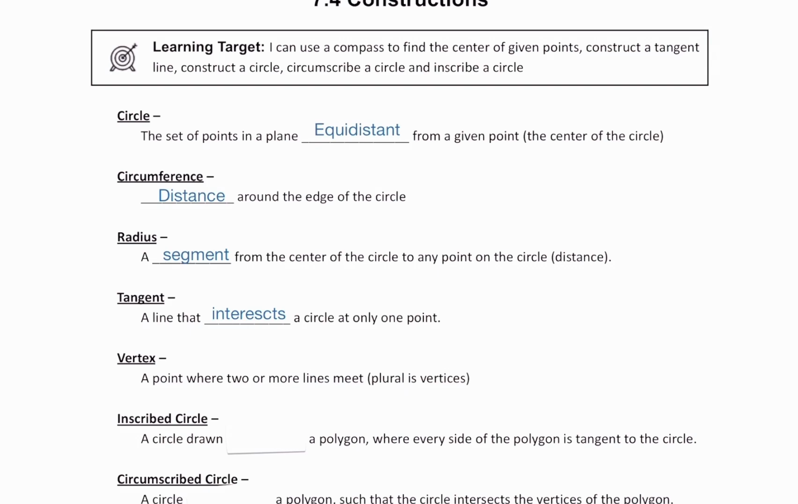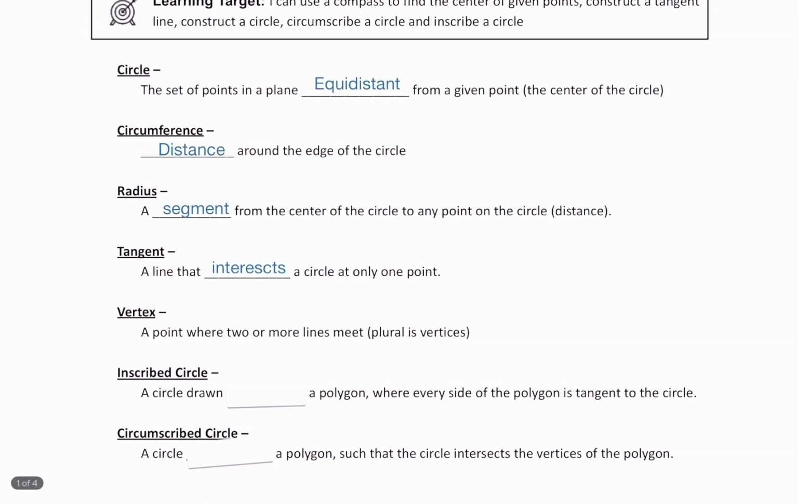Okay, a vertex. A vertex is a point where two or more lines meet. The plural is vertices. For example, on a rectangle, every corner would be a vertex, or all four of them would be the vertices of that rectangle. We have two types of circles that we're going to be constructing today.